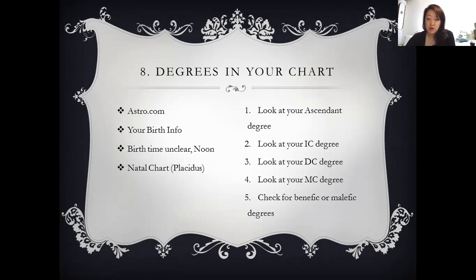Okay. And then maybe if you can remember all these benefic or malefic degrees that I mentioned, or if you want to get the full list of these, you want to check which of the degrees you have for all your planets and house cusps and those quadrant parts. You want to check what kind of degrees are going on in your chart, right?